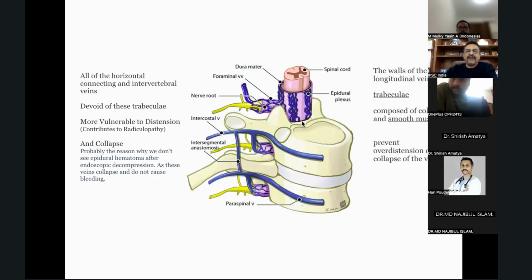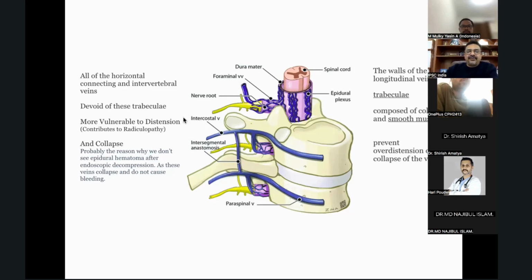So at times when we go too deep inside and start removing some disc material from there, we may see that suddenly bleeding will start and it is very difficult to control. This is because of the trabeculae, which prevent the collapse of these vessels. Whereas most of the bleeding which is happening in the foramen area, fortunately, these vessels do not have trabeculae in their walls, so they usually collapse. They also have a distension. So this distension and collapse have advantages and disadvantages also.